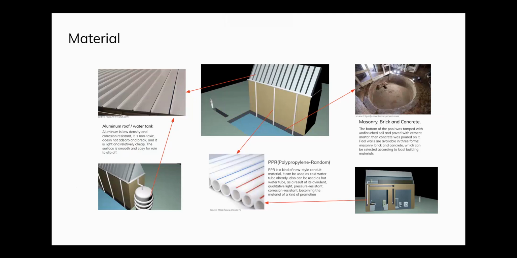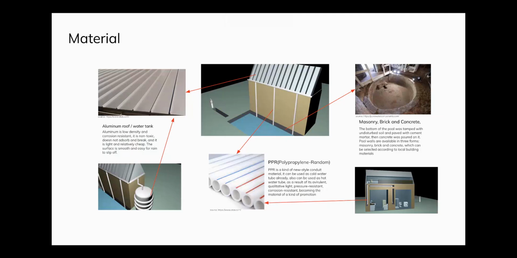First, the material of the roof and the water tank is aluminum. Aluminum is low density and corrosion resistant. It is non-toxic, does not dissolve or break, and it is light and relatively cheap. The surface is smooth and easy for rain to slip off.